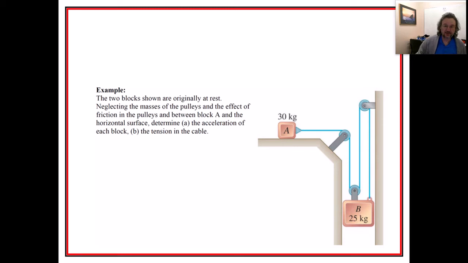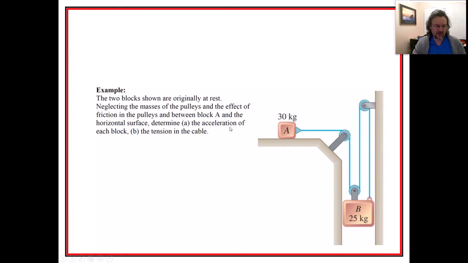Okay, so here's another example for class 6 in dynamics. We have two blocks that are originally at rest. We're going to neglect the masses of the pulleys and ignore any effect of friction on the pulleys. We're also ignoring the friction between here, so that makes it a little easier for us.